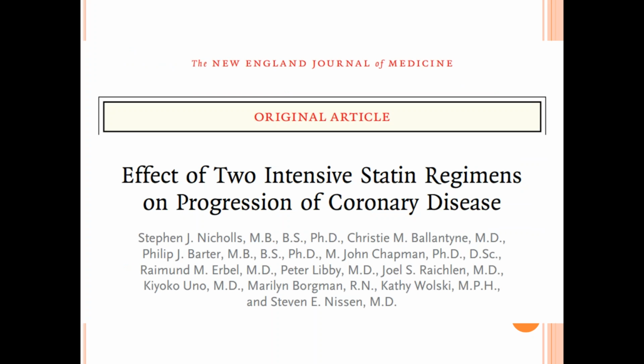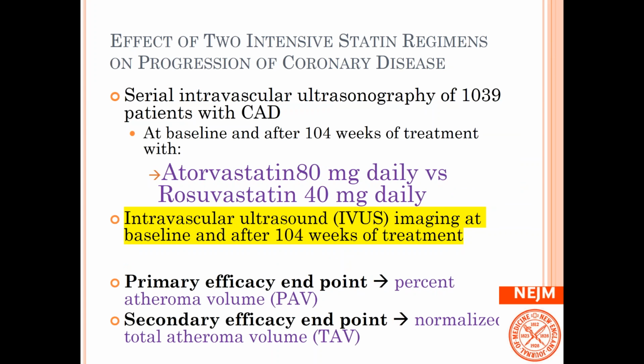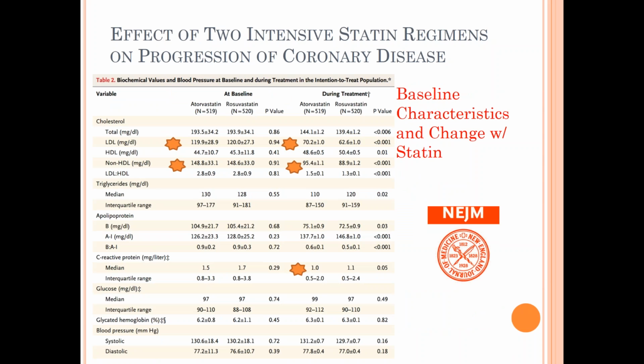And after that trial, the next major trial was the SATURN trial, which looked at intensive statin therapy with rosuvastatin and atorvastatin. Again, this study utilized IVUS to assess for plaque progression. Patients were followed for approximately 2 years, and the primary endpoint was percent change in atheroma volume, and the secondary efficacy endpoint was total atheroma volume.